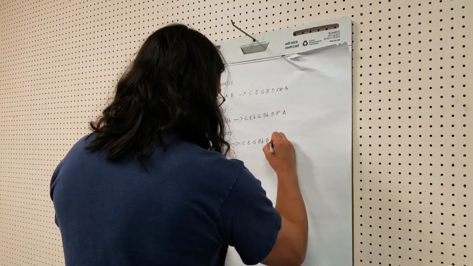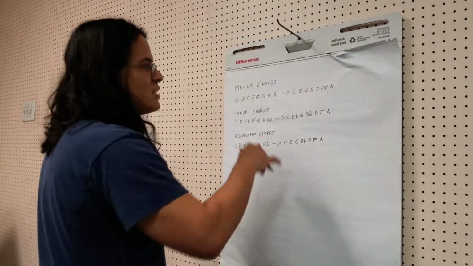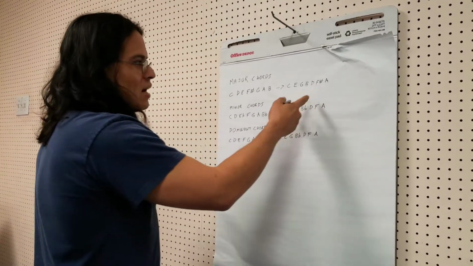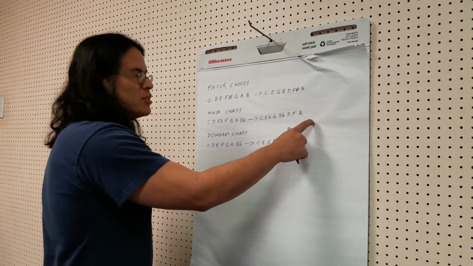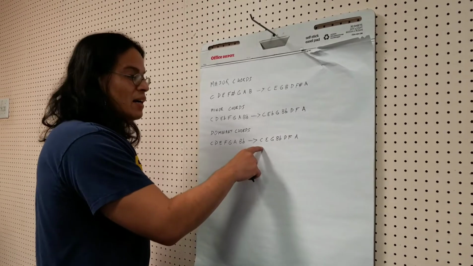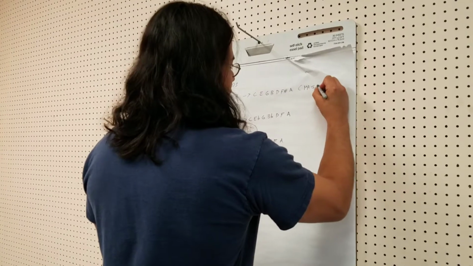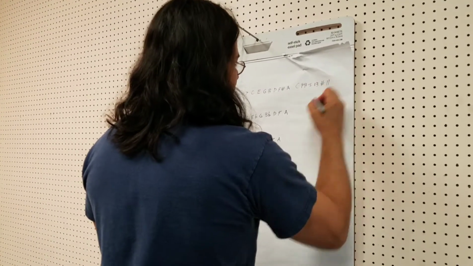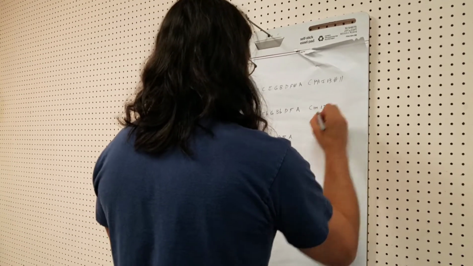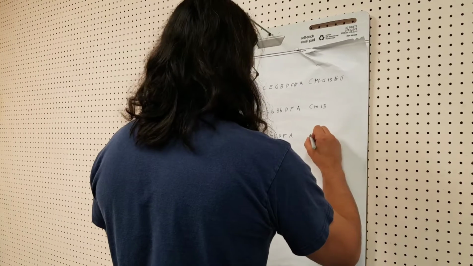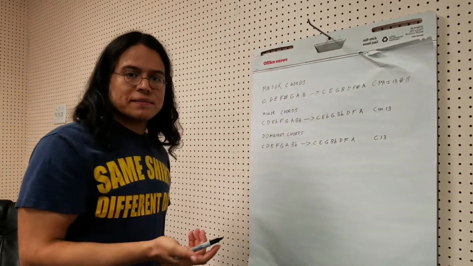D, F, and A. Okay, so if you have all of this, you have a C major 13 sharp 11, a C minor 13, and C 13. Okay, so that will be the chord symbol. So here you have C major 13 sharp 11. This is a C minor 13, and this is a C 13. Okay, so major, minor, and dominant.